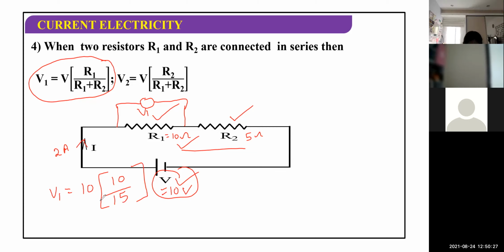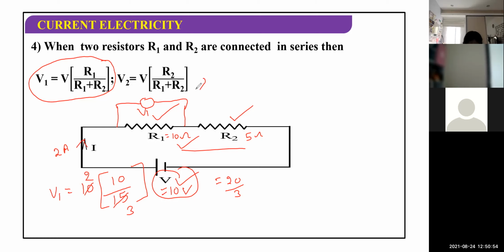Do the calculation. 5 times 10, 5 times 15, 10 times 20, 20 by 3. 20 by 3 is a voltage that will appear around 6 point something across the voltmeter V1. Similarly, you can find it for R2 also. Let me do it for you, children.